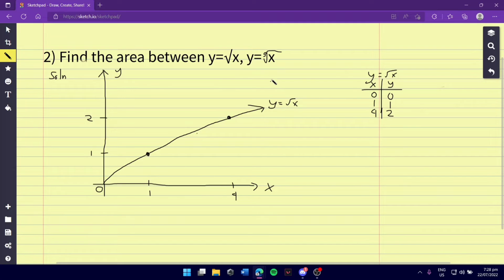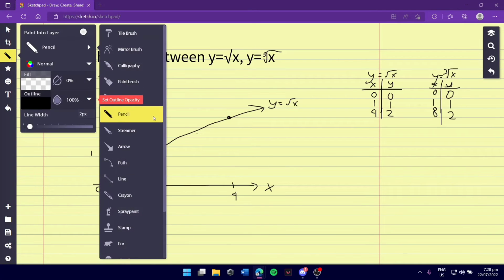Next, we will solve for y equals the cube root of x. So we will use again our tabular method. If x equals 0, then this is 0 automatically. If x equals 1, this is also 1. But we will use 8 so that the cube root of 8 equals 2. That's right, 2. So wait, let me expand this.